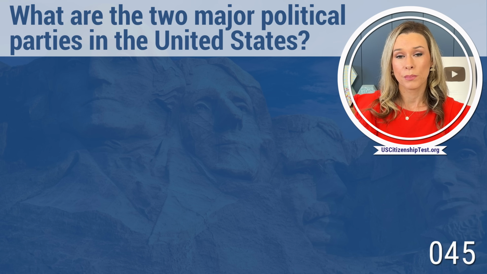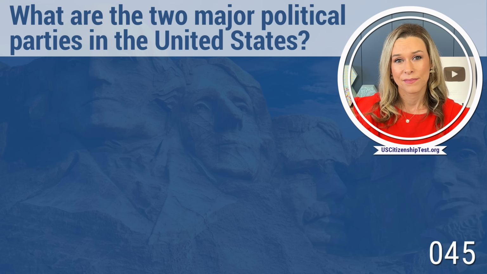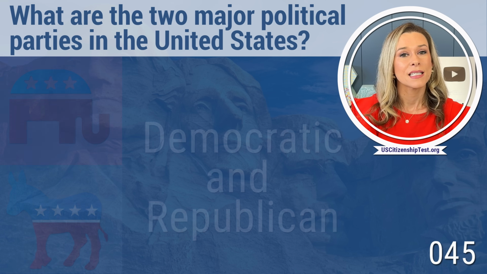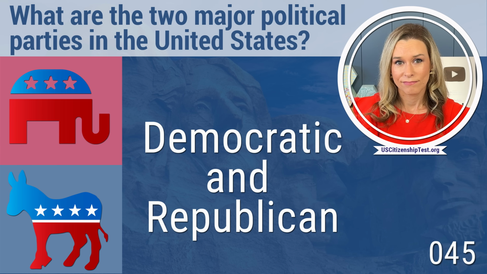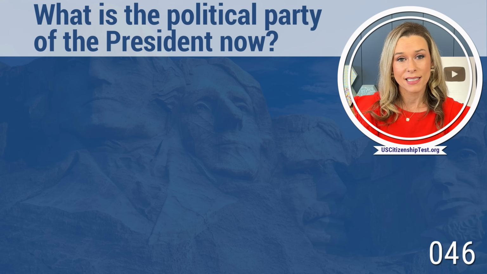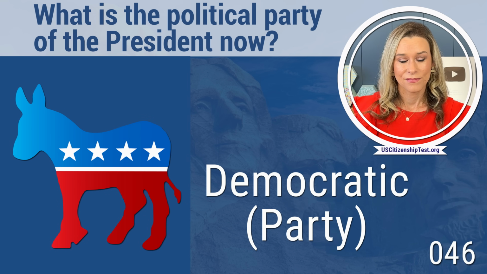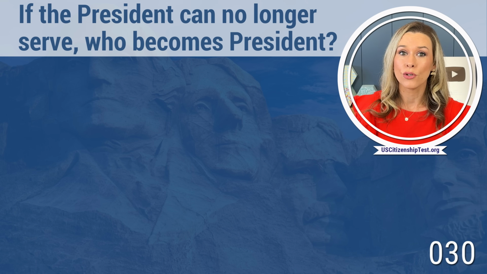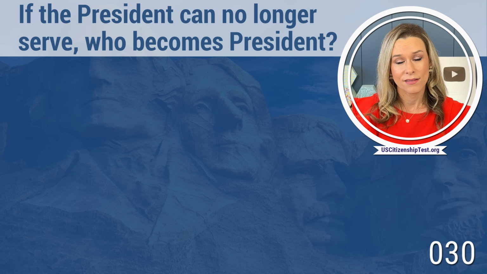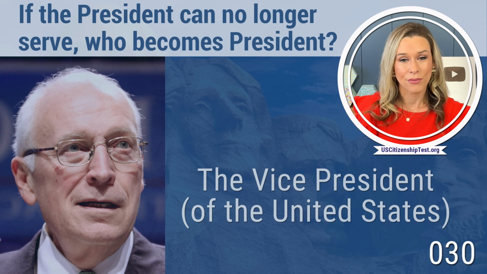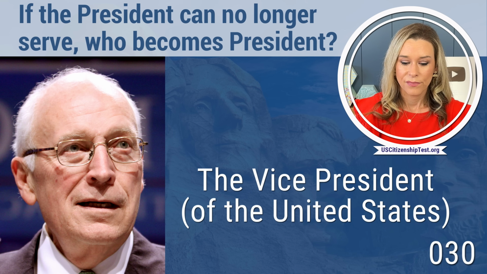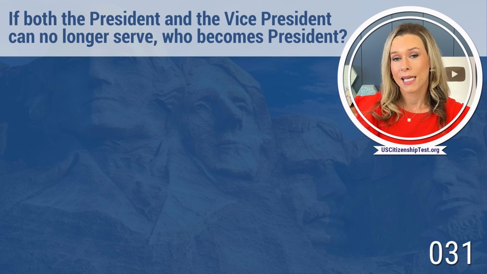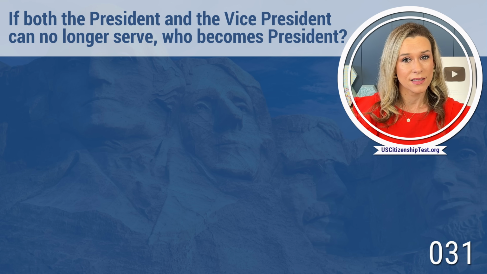What are the two major political parties in the United States? Democratic and Republican. What is the political party of the president now? Democratic. If the president can no longer serve, who becomes president? The vice president. If the president and the vice president can no longer serve, who becomes president? The Speaker of the House.